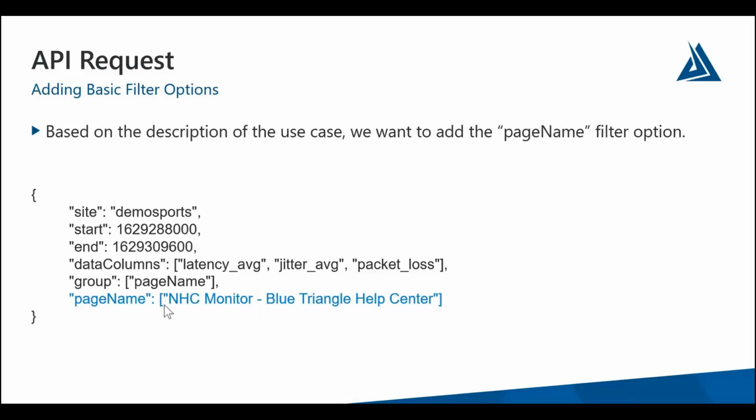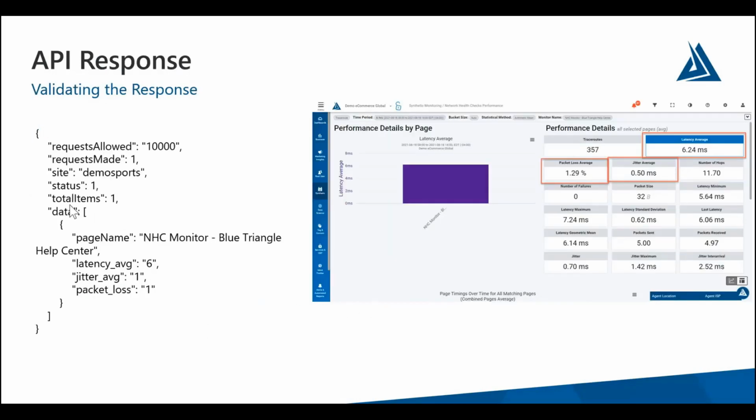The page name is just going to be another array, and it's going to have this one page name. So if we shoot that off to the API, we're going to get this one result, and that's going to show us the data, same data over here to the right as we're looking at to the left. It looks like the API is doing a bit of rounding, but this is how you can validate the response by looking at a similar time period and set of filter options in the actual Blue Triangle portal, and that'll help you validate the request.